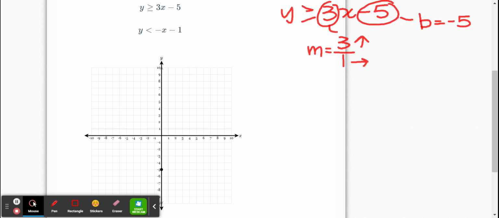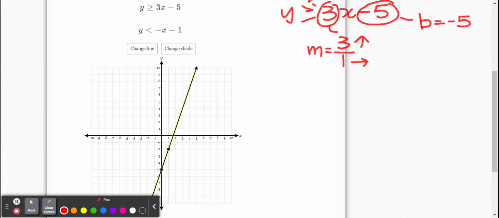Okay, so I put my point at negative 5. I'm going to go up 3 over 1. Now I need to decide if I'm going to change this line. I see here that this is greater than or equal to. So that means that this is going to be a solid line, so I don't have to change this into a dotted line. I'm going to leave it solid. So now I need to know where I'm going to shade. I'm going to pick my test point. You guys know my favorite test point is 0, 0.